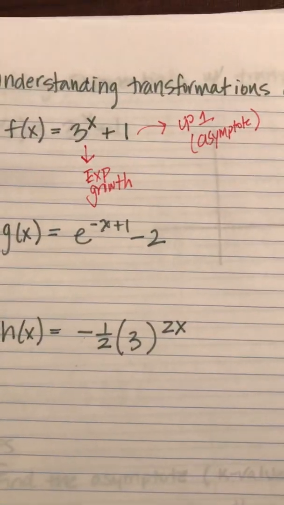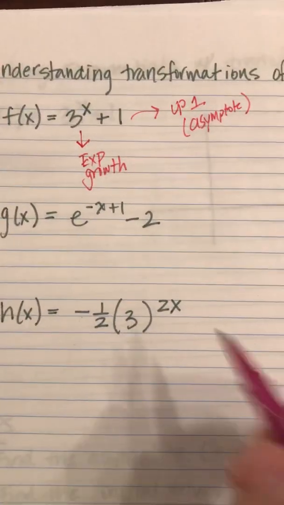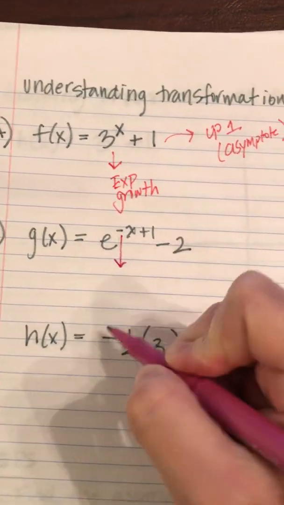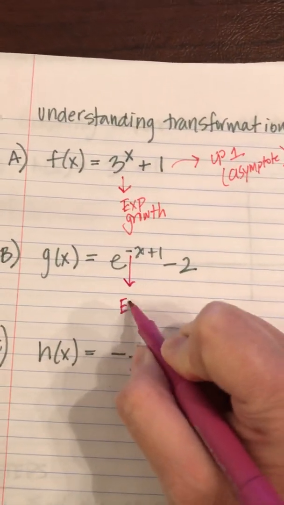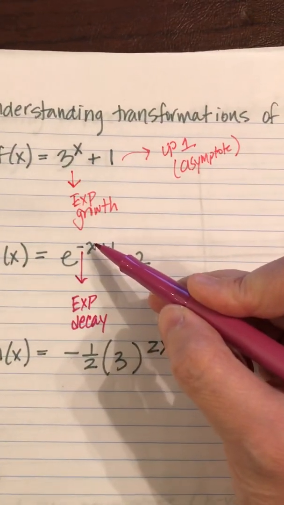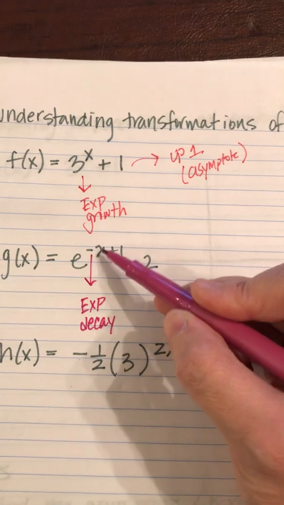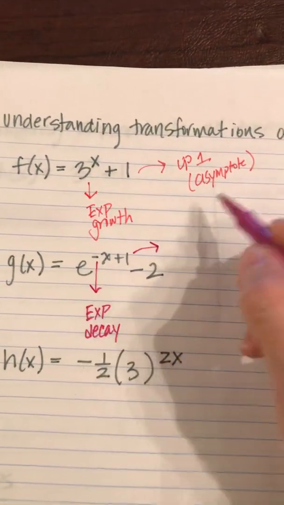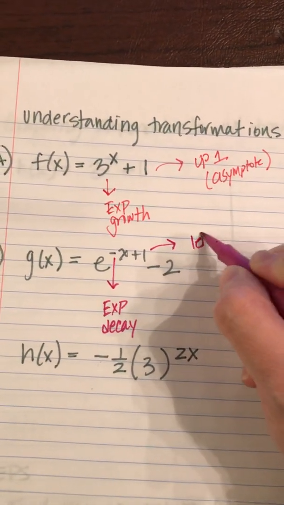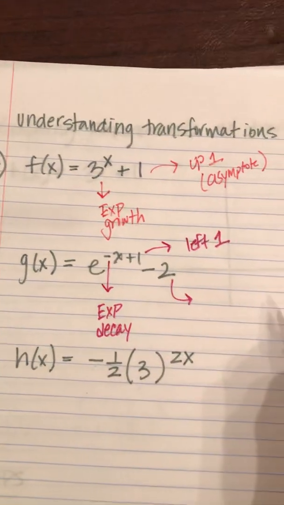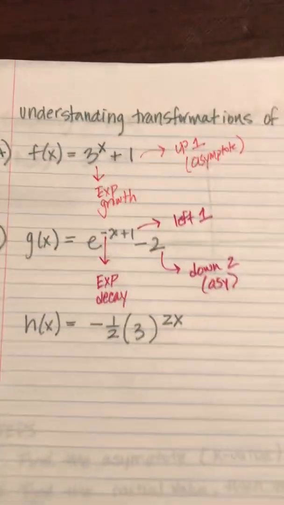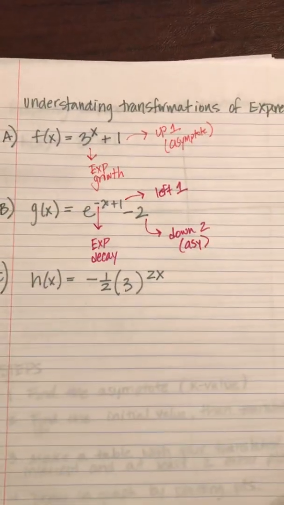All right, I wanted to talk about an e function because remember, e is a special kind of exponential. This negative right here, if you remember with an e function, is how you tell if it's growth or decay. So this is still exponential, but this one represents decay because of that negative. If the x were positive, it would be growth. If it's negative like it is here, it's decay. This plus 1 is going to be your shift left or right, and since it's plus 1, we're going to shift it to the left 1. And this minus 2 is going to shift it down 2. And again, remember, this is an exponential function, which means that k value is your asymptote. So I'm just going to note that.